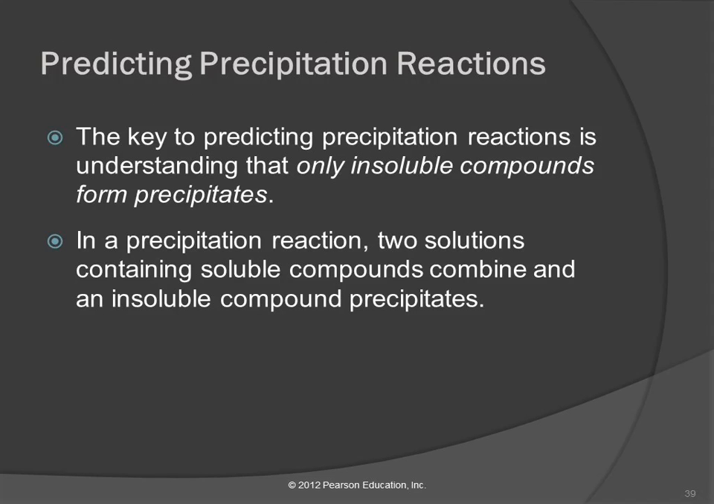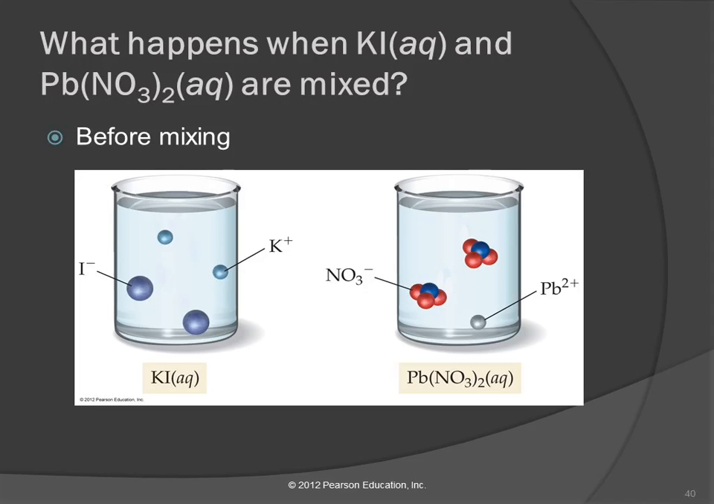So how do we predict whether a precipitation reaction is going to occur or not? Well, we have to understand that only insoluble compounds form precipitates, and we just went over the rules so we can predict whether something is soluble or not. In a precipitation reaction, we've got two solutions containing soluble compounds. They combine and they form an insoluble compound. So we have to look at the potential products and identify if either or both of them is insoluble.